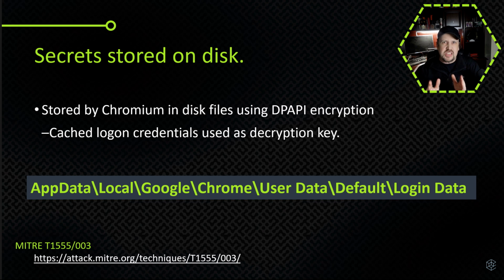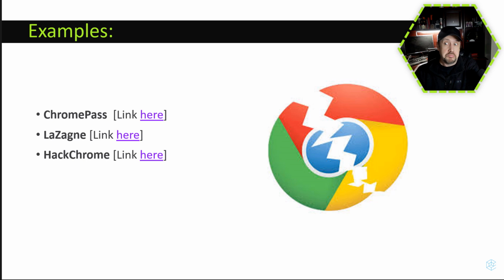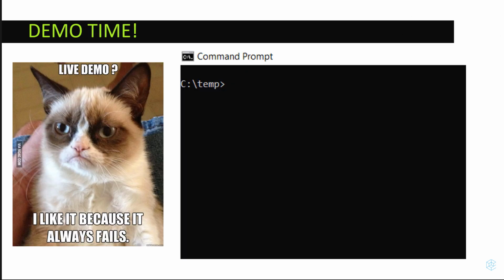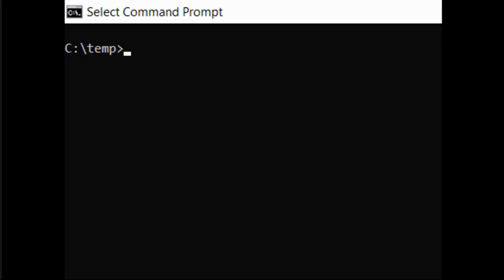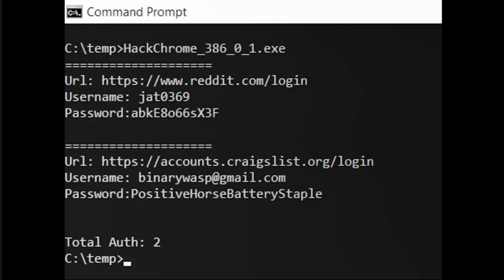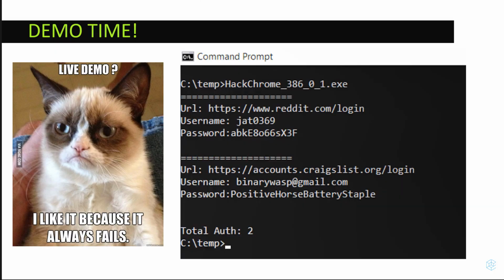And so this is the file, folks, that you really want to protect from applications like these. Chrome Pass, Lasagna, Hack Chrome, all of these do a really simple job, and they do it really, really well. I'm going to demo Hack Chrome here. All it does is this. It reads the password file, it pulls the decryption key from the environment variable, decrypts the file, and spits it out on screen, folks. It's literally that easy.